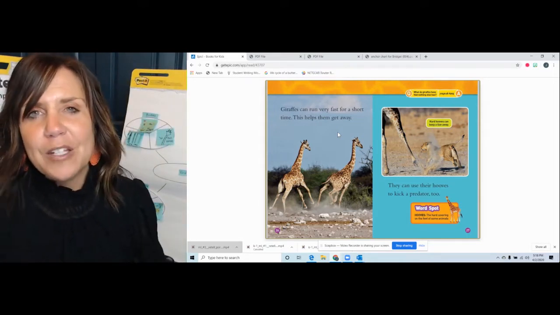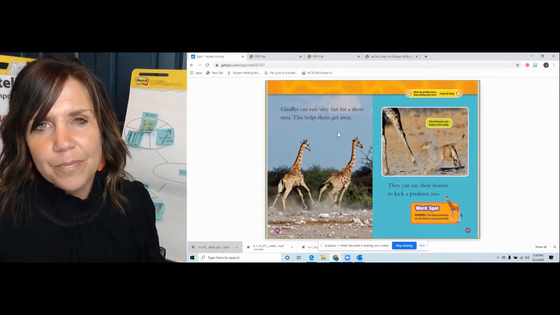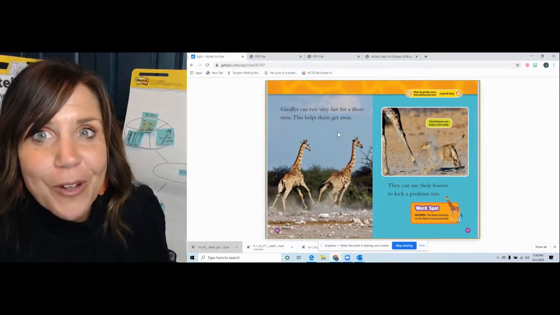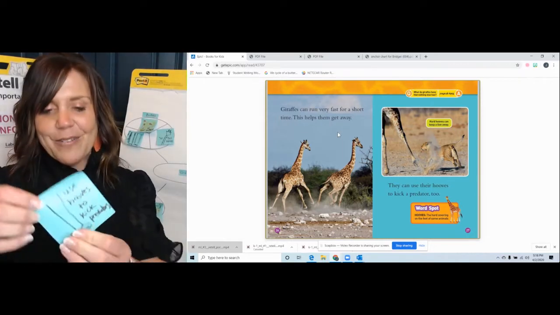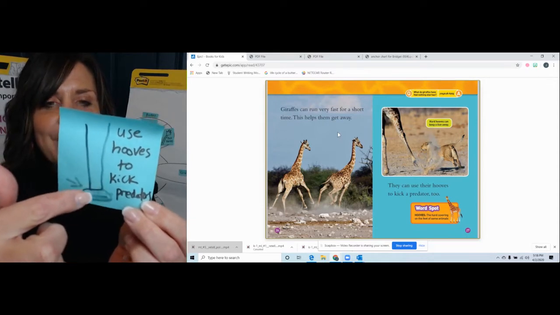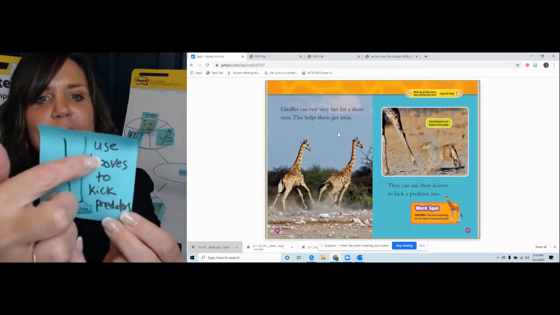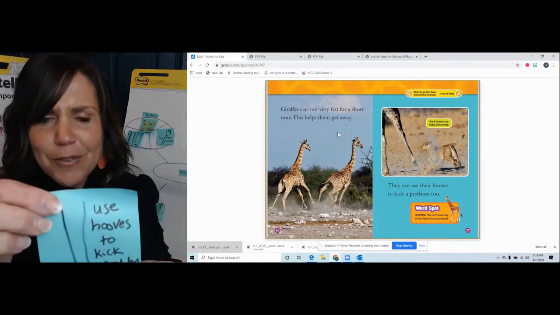What's something else they can do to protect themselves on the next page? Did you say use their hooves to kick? Yeah. So I drew a leg where there's the hoof, that hard part of the leg there. Use hooves to kick predators. I never knew giraffes could kick predators.